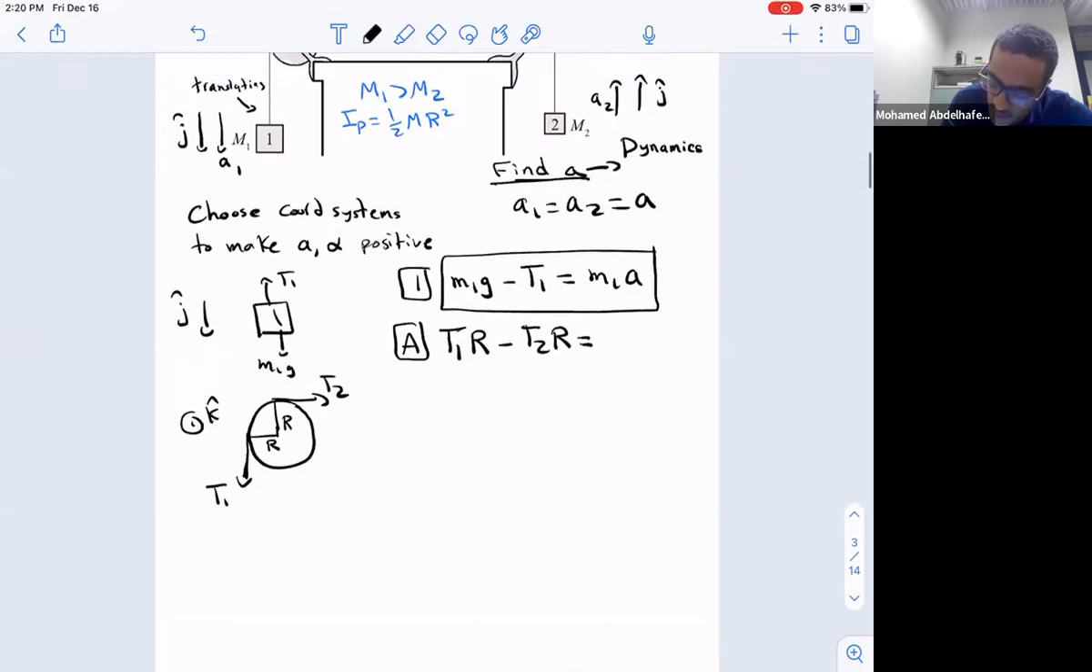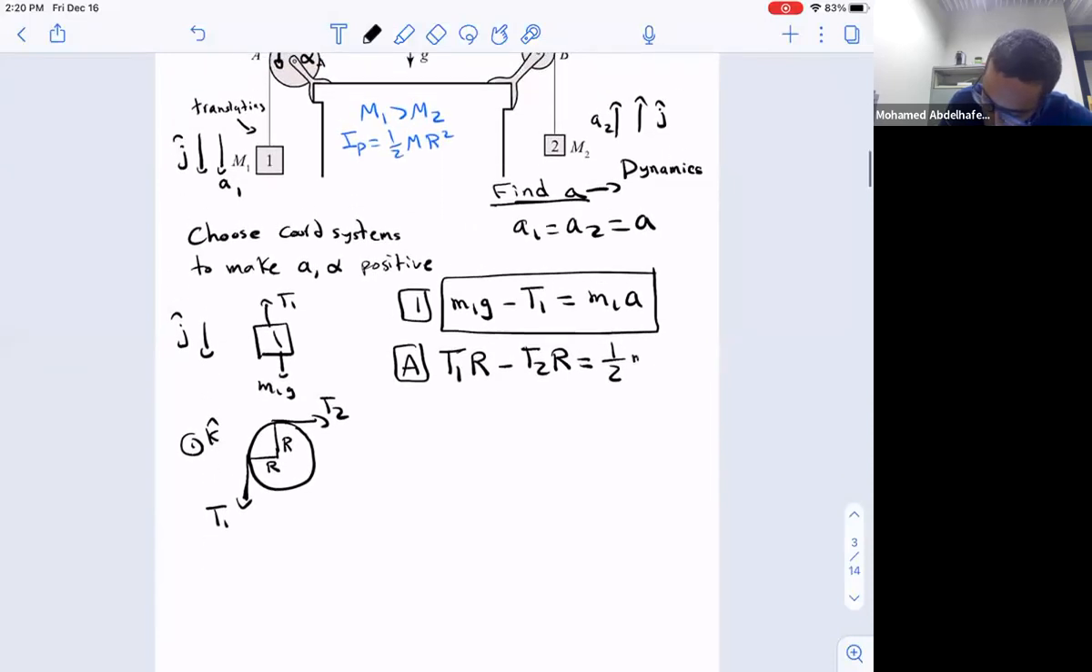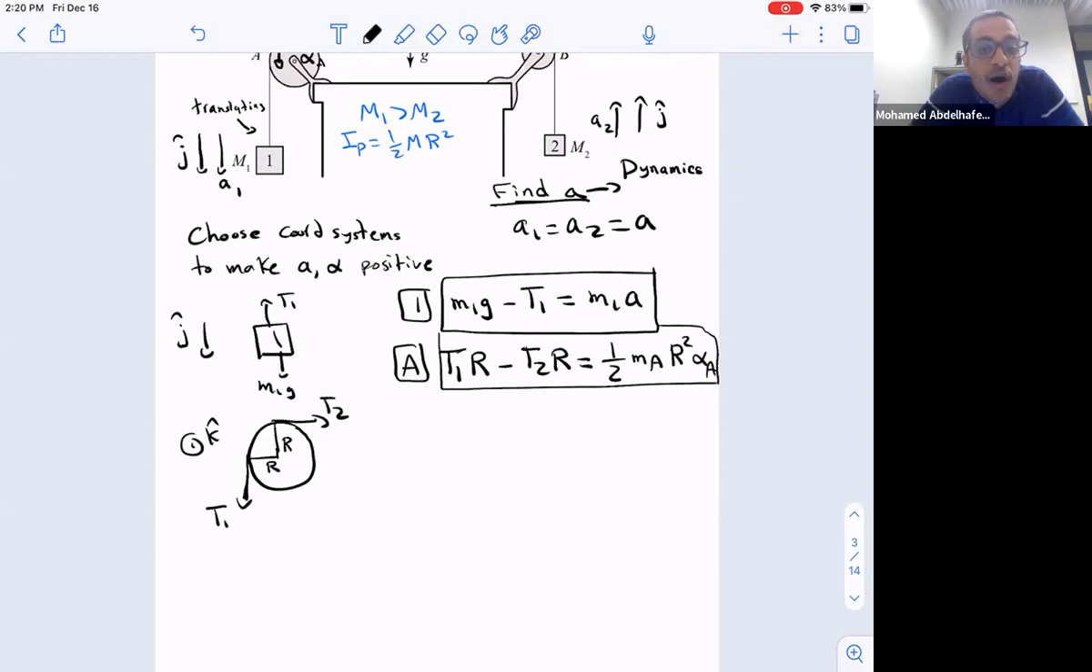And this just sums to I alpha, and I was given here to be the mass of the pulley times R squared, times alpha. Okay, so that's my second equation. Torques sum to I alpha. Why torques? Because this is rotating. Any questions about the signs of torques or anything here?